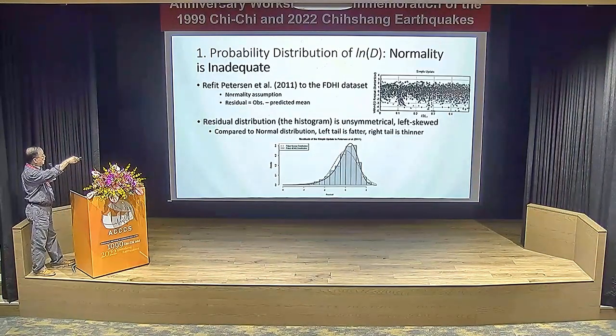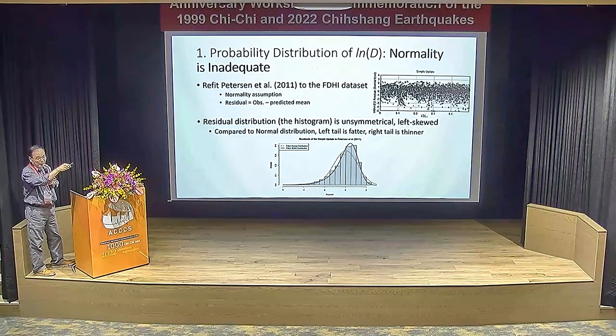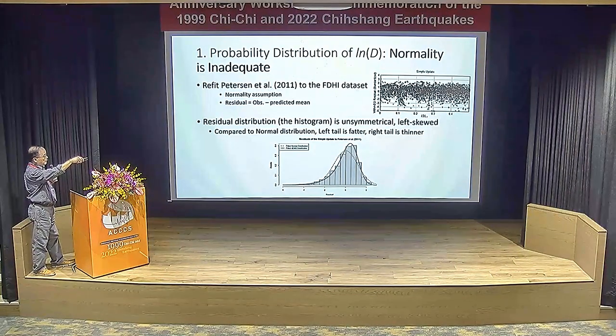So here is a plot of residuals versus position along strike. What we did is we just refit Peterson et al. Nothing was changed. We only swapped out their old data set for the new FDHI data set. So it's still a normality assumption, and the residual is the observed minus the predicted mean. You can see that there are more residuals on the negative side than the normal distribution would suggest.